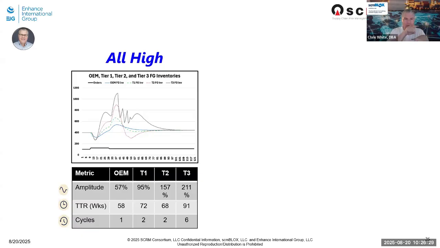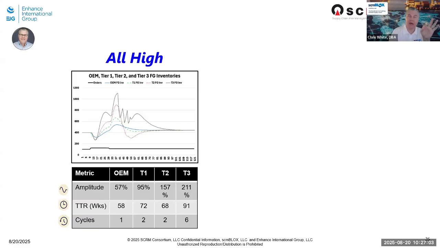And then the smallest one, that blue line right in the middle there, is your OEM. So we see it get worse and worse as it goes out. You also see that in the chart down below. Look at the amplitude: 57% for OEM, so not too bad, 95% for tier 1, 157% for tier 2, 211% for tier 3. That keeps growing. The time to recover is also growing, and the cycles are also growing. So in this case, the further you are into that supply chain, if we had a tier 4, tier 5, we just see it continue to get worse.